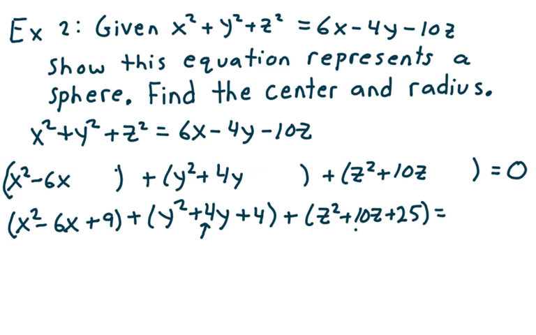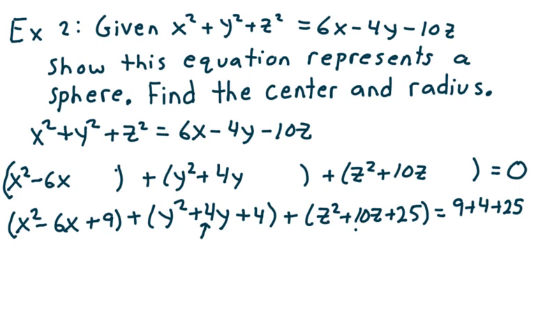But I can't just do that because I changed the equation when I added 9, 4, and 25. And so since I added 9, 4, and 25 to the left side of the equation, I've got to add 9, 4, and 25 to the right side of the equation. So I'm going to put 9 plus 4 plus 25 over on the other side.